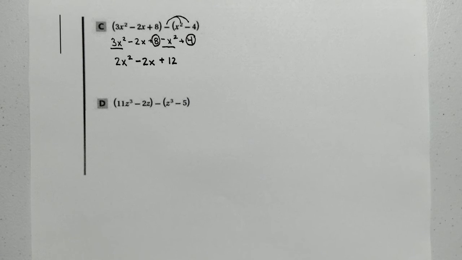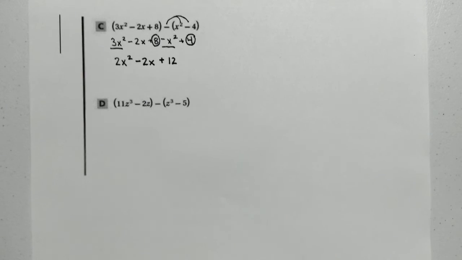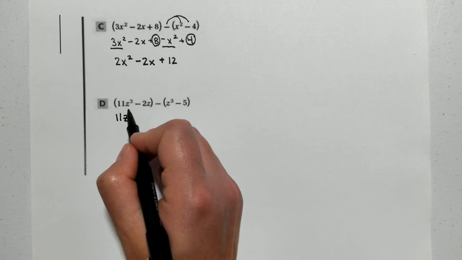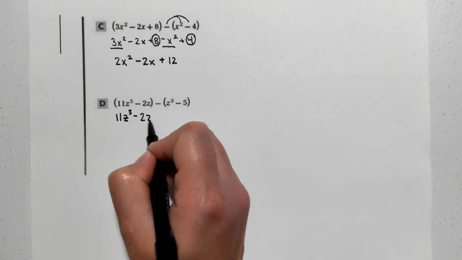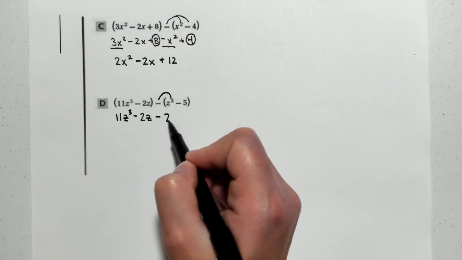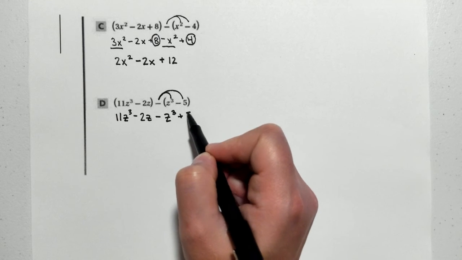D, I have 11z cubed minus 2z minus, in parentheses, z to the third minus 5. So I'm going to rewrite my first polynomial. So 11z cubed minus 2z, and then I'm going to distribute this negative sign. So negative z cubed, negative times negative is a positive, so plus 5.